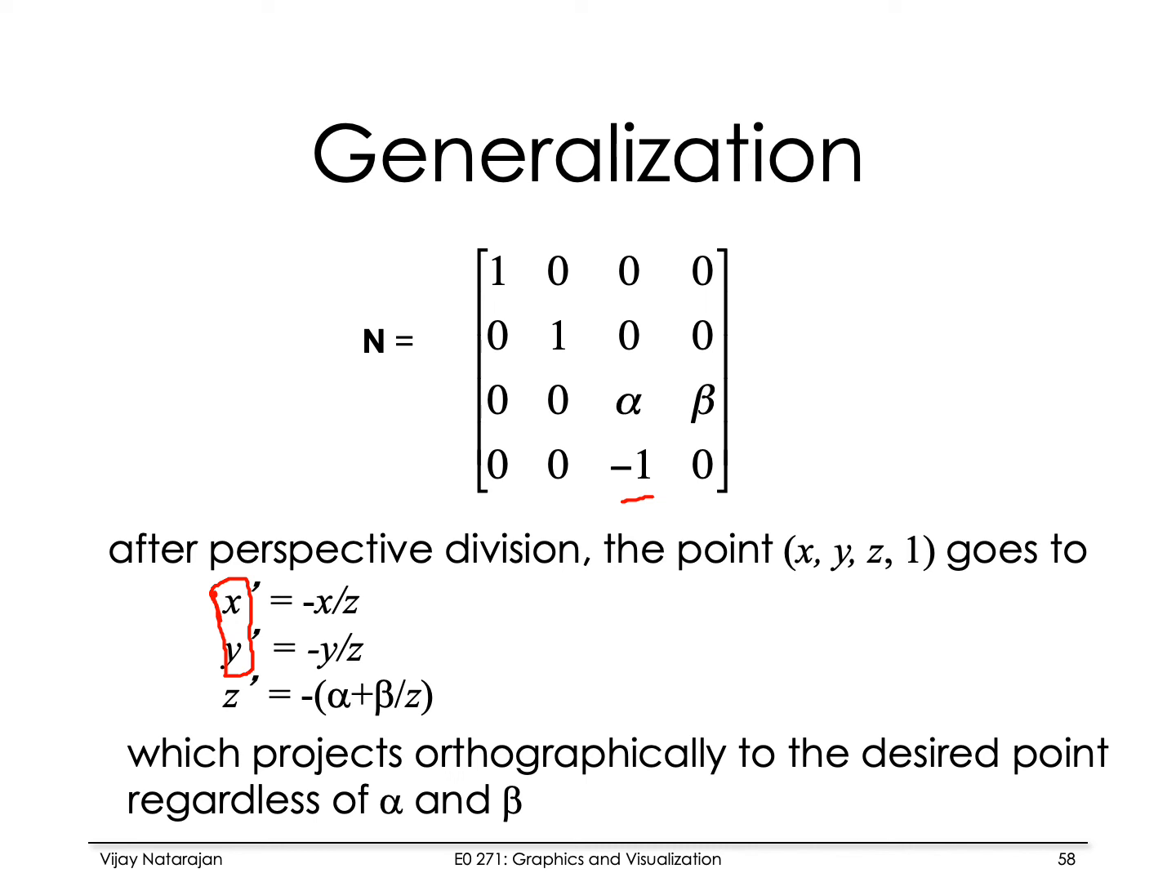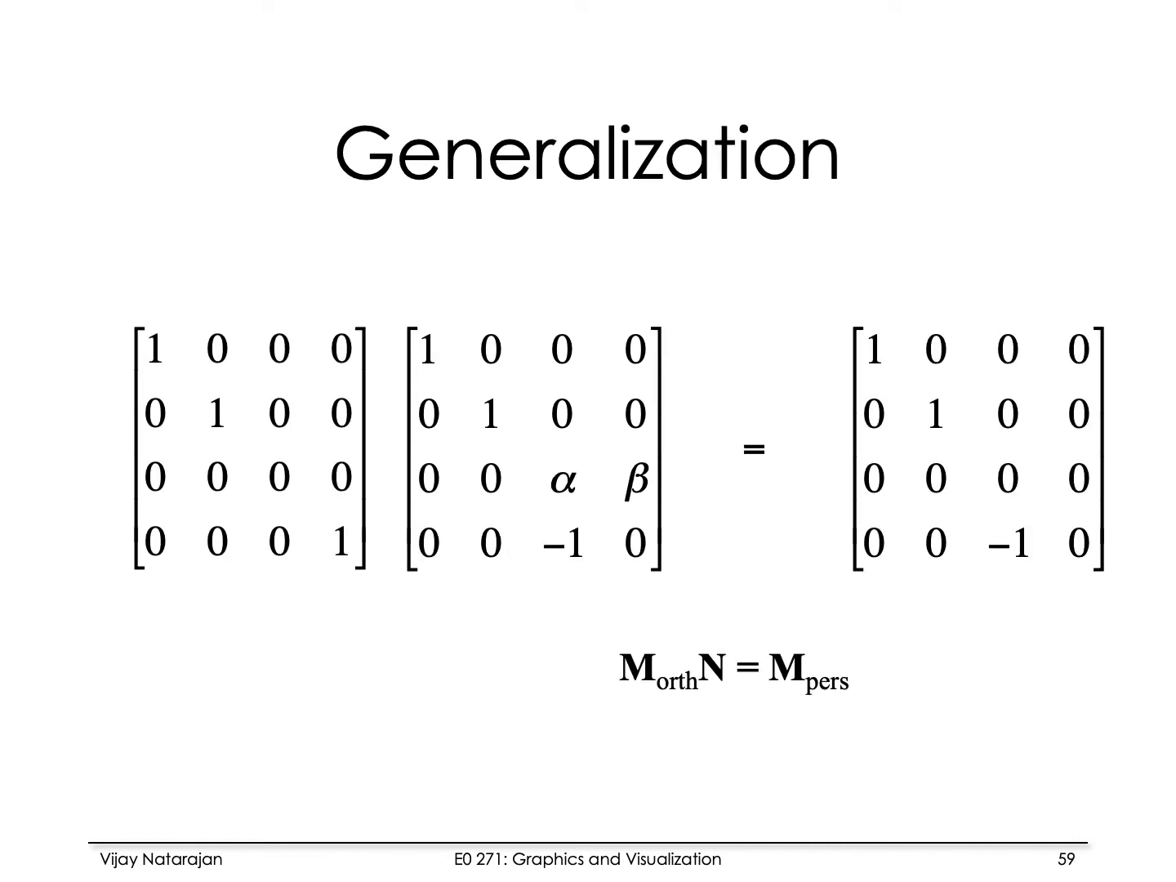But what is the benefit of N? Just to recap, this is how we are using N. We are following N with an orthographic projection, and we show just by explicitly working out the calculation that we do get the perspective projection matrix. Note that this is simple perspective that projects onto the z equal to -1 plane.